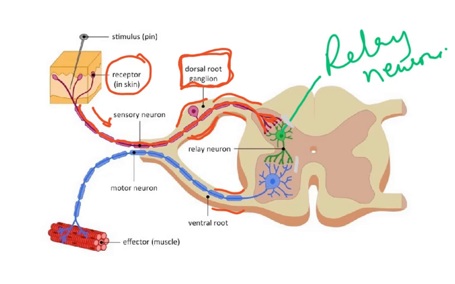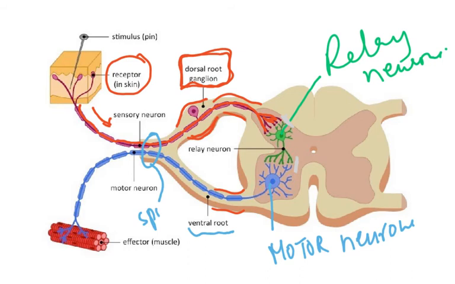And then we have the blue, which is the motor neuron. So the motor neuron is not going to come out of the dorsal root, but it's going to come out of the ventral root. So the motor neuron comes out of the ventral root, and then they both join, and this area where they both join is called the spinal nerve. Where they're both together is called the spinal nerve.